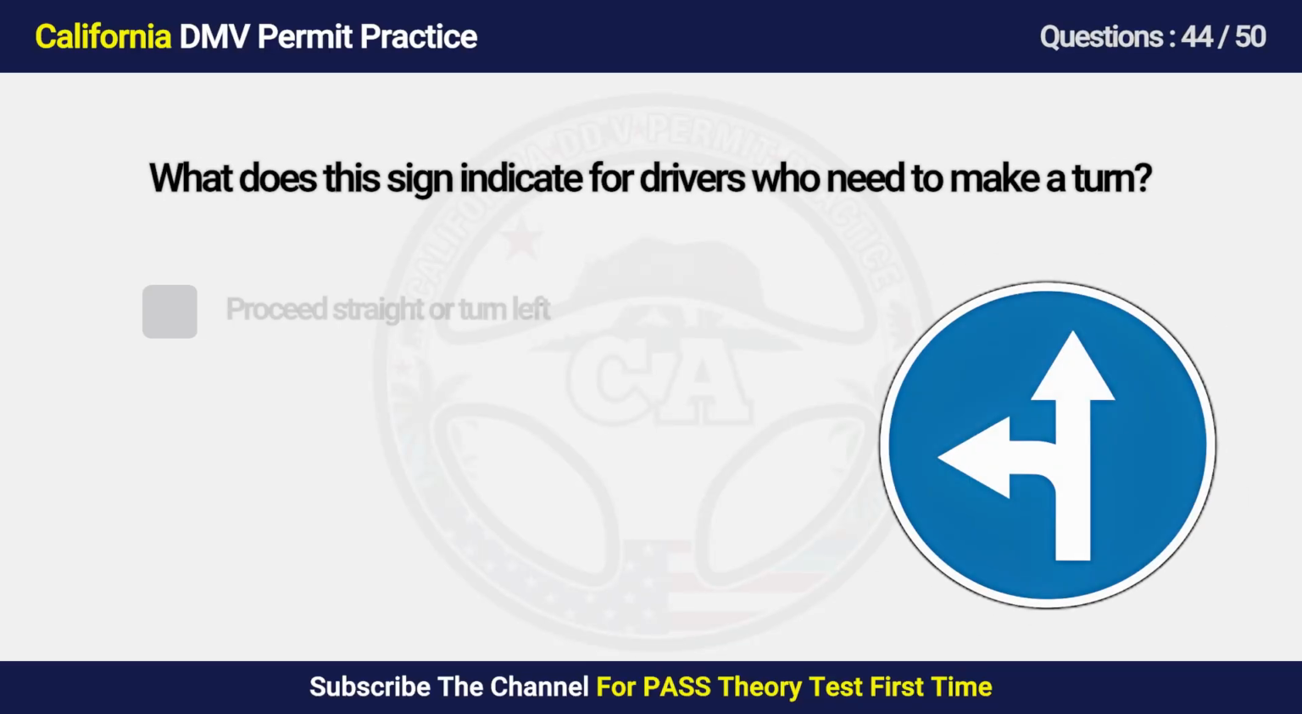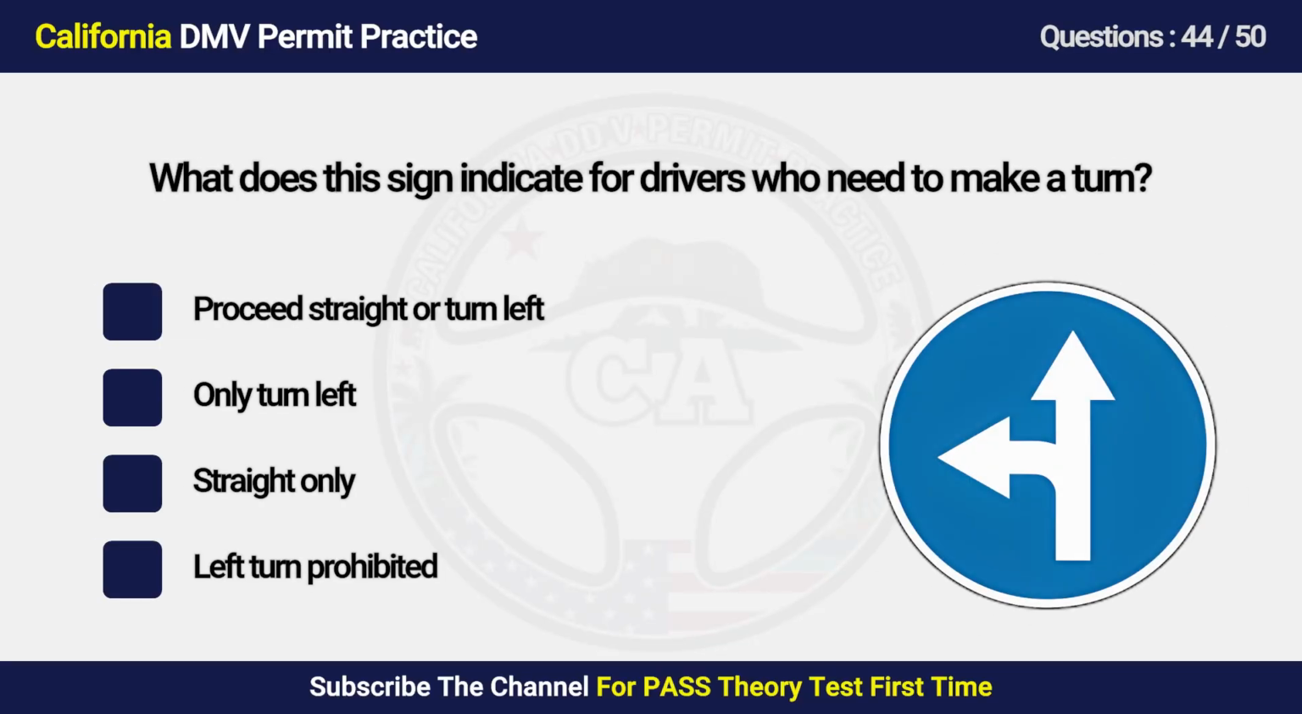Question 44. What does this sign indicate for drivers who need to make a turn? A. Proceed straight or turn left. B. Only turn left. C. Straight only. D. Left turn prohibited.